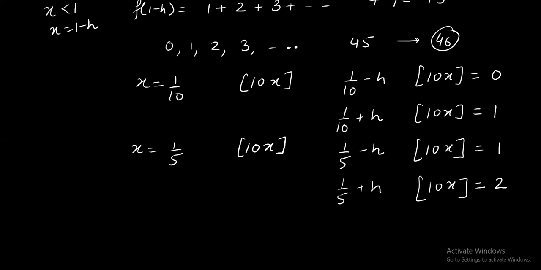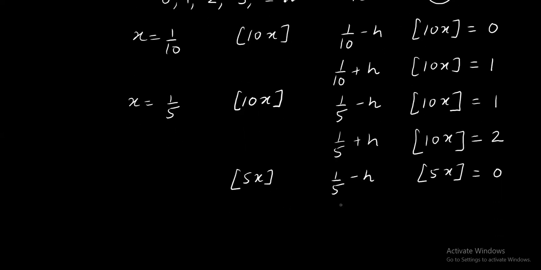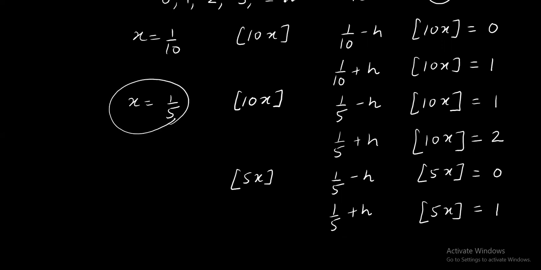So in the neighborhood of 1/5, the integral part of 10x has jumped in value by 1 unit. But at x equals 1/5, in the neighborhood of 1/5, the integral part of 5x will also change. If you consider 1/5 minus h, then 5x will be something like 1 minus something, and the integral part of 1 minus something is going to become 0. And when we consider 1/5 plus h, you will have 5x as 1 plus something, whose integral part equals 1. That is, in the neighborhood of x equals 1/5, the integral part of 10x is increasing by 1, and the integral part of 5x is also increasing by 1.